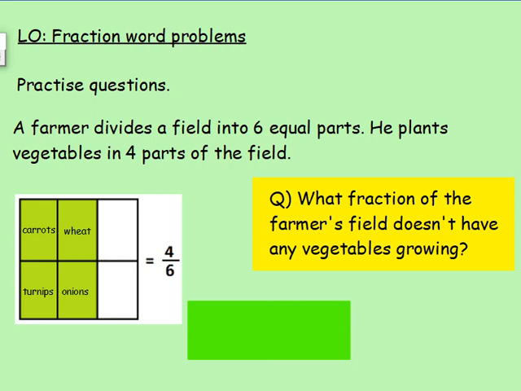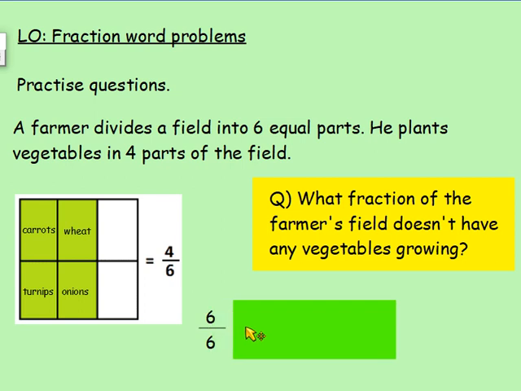So let's have a look at it again. A farmer divides a field into 6 equal parts. 4 parts are where he's planted the vegetables, but the question is, what fraction of the farmer's field doesn't have any vegetables growing? So you could find the answer just by looking at this diagram, but there isn't always a diagram for the question. Okay, so this one is actually going to be a subtract. So let's see what we've got under here.